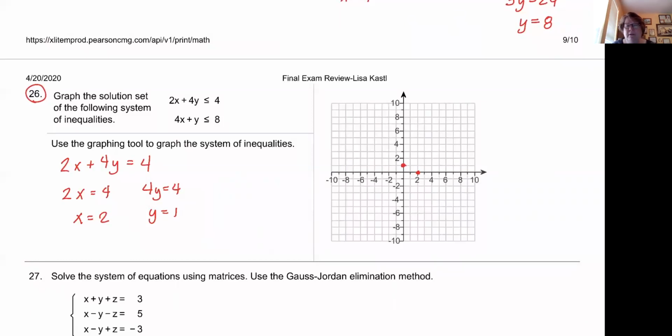And I would graph this in MyMathLab as a solid line because I do have less than or equal to. So it would be a solid line. As a matter of fact, they're both going to be solid lines. All right, the second inequality, the x-intercept is also 2, and the y-intercept is 8.